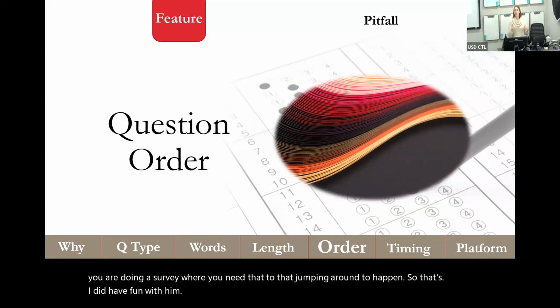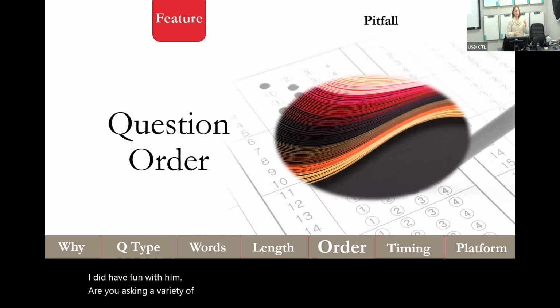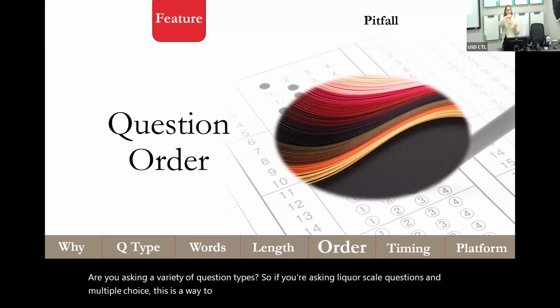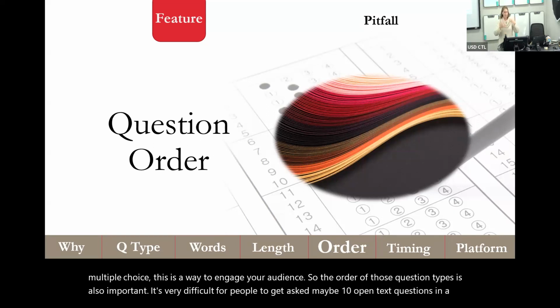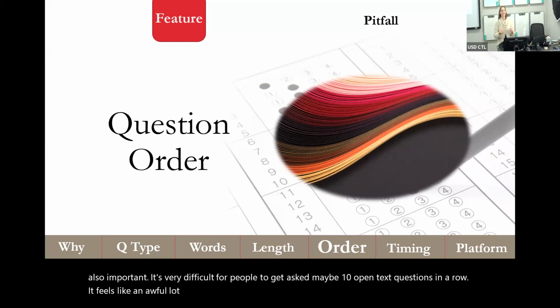Are you asking a variety of question types? So if you're asking Likert scale questions and multiple choice, this is a way to engage your audience. So the order of those question types is also important. It's very difficult for people to get asked maybe 10 open text questions in a row. It feels like an awful lot of writing. We see the nods. It sometimes feels oppressive. Sometimes you need that, granted.